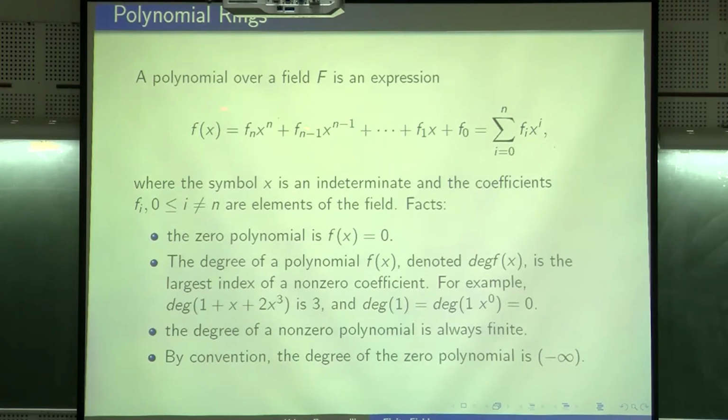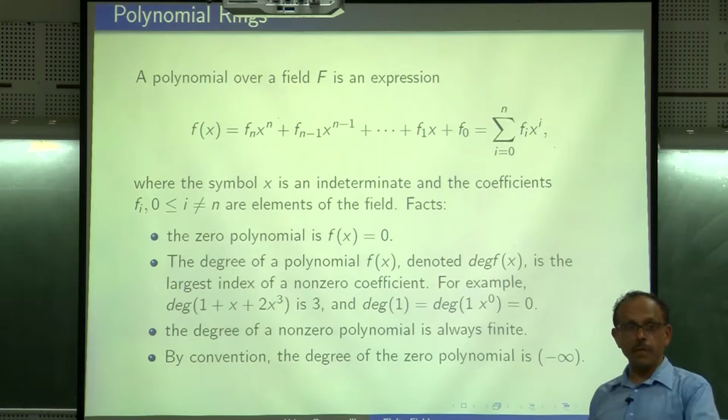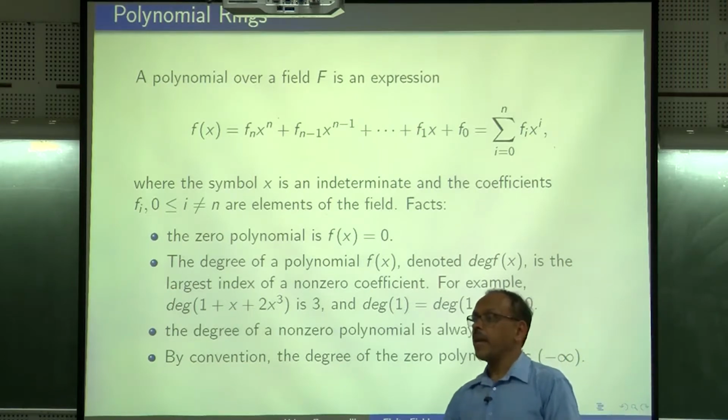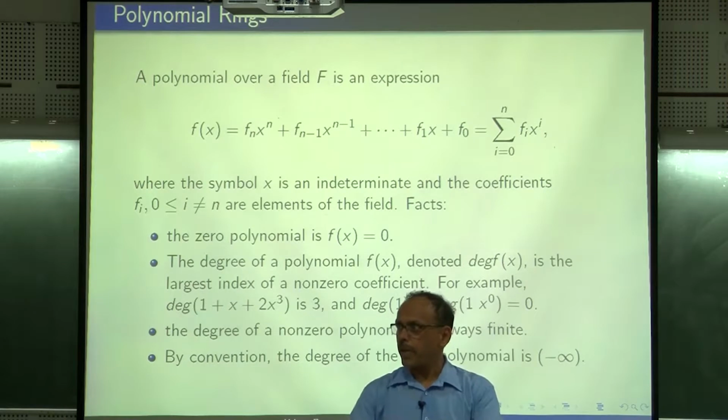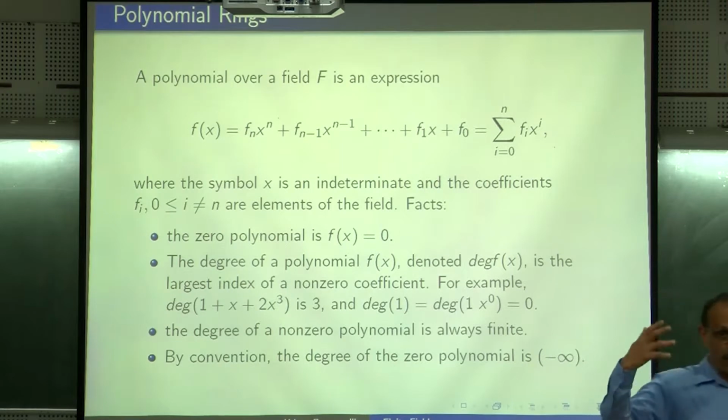So how do I define a polynomial over a field? It is an expression f0 plus f1 x and so on, where you use an indeterminate x. Okay, so f0 is a scalar that is in the field, where the symbol x is an indeterminate and the coefficients fi are elements of the field. So you take the elements of a given field, modulo p, throw in x, and demand that it has all the properties of a ring. Okay, think of this x mathematically this way.